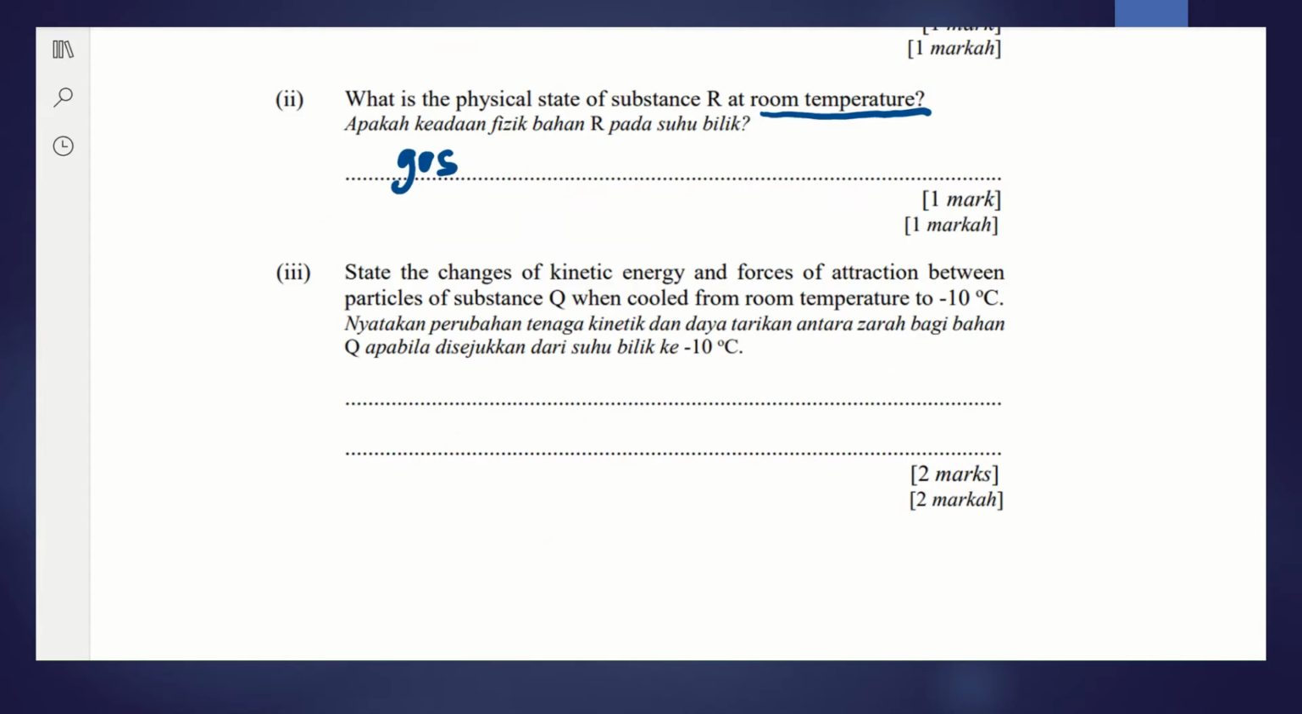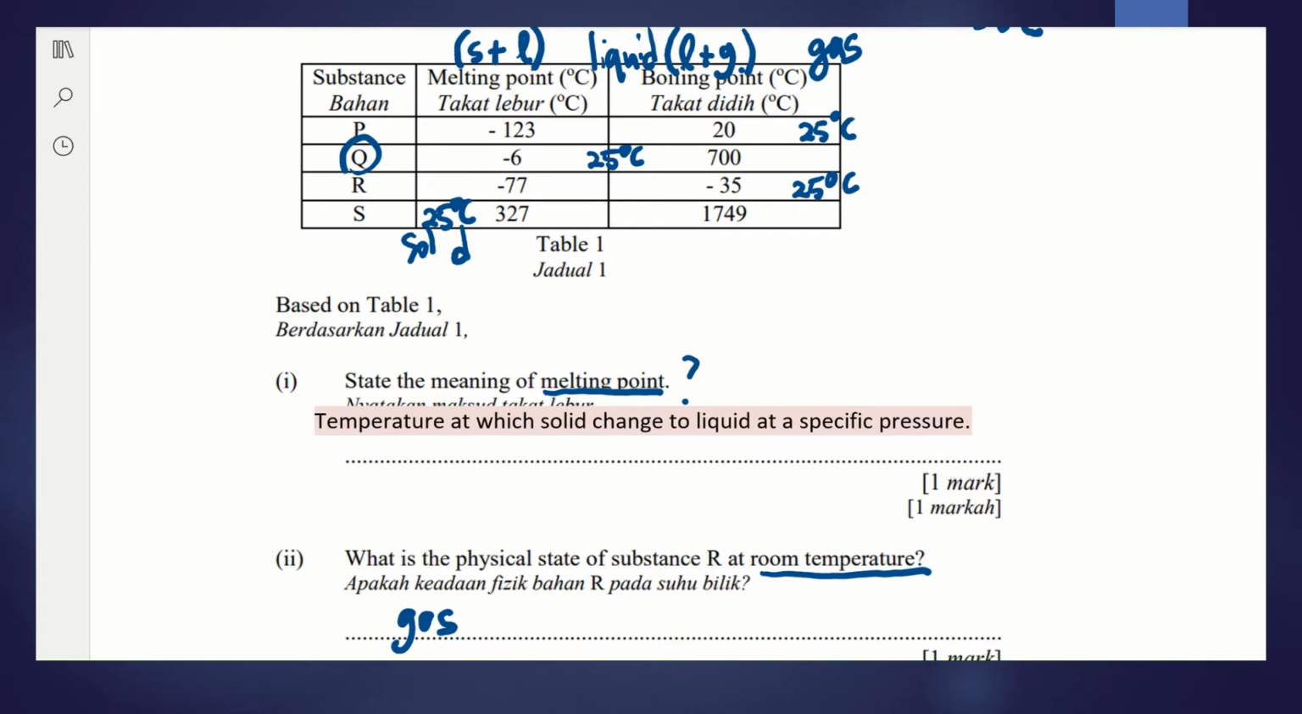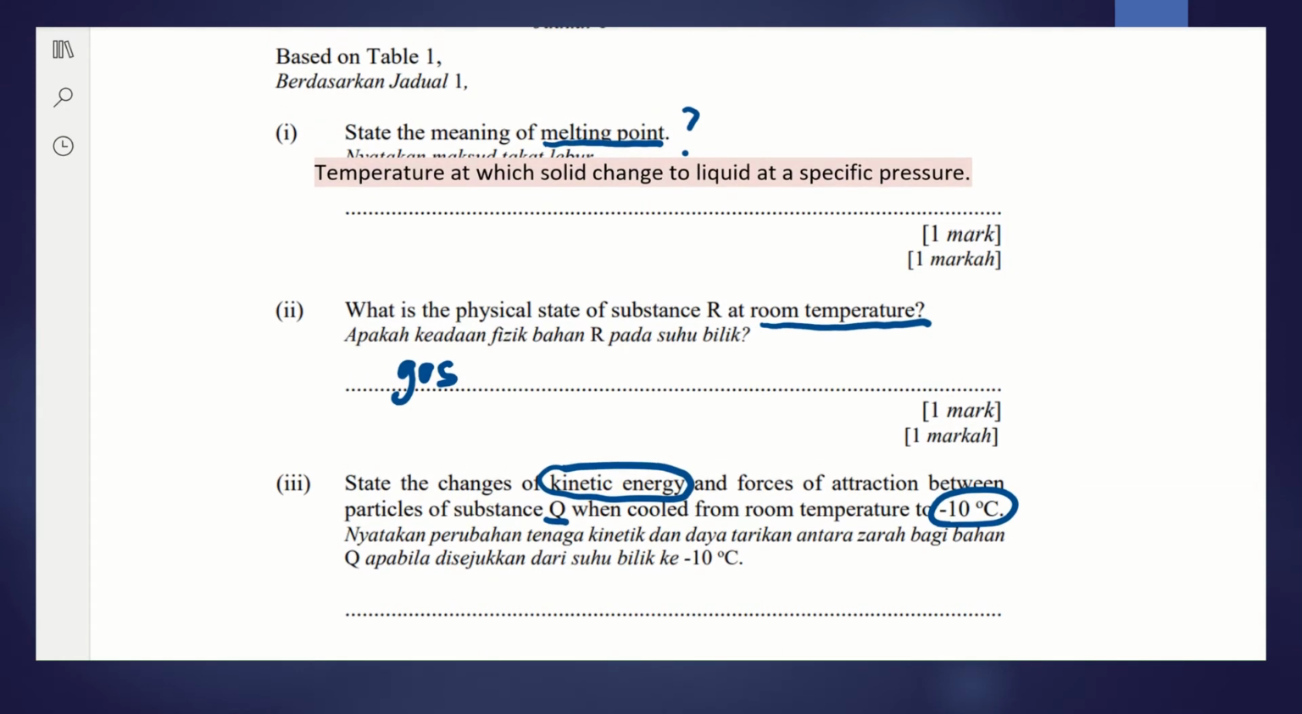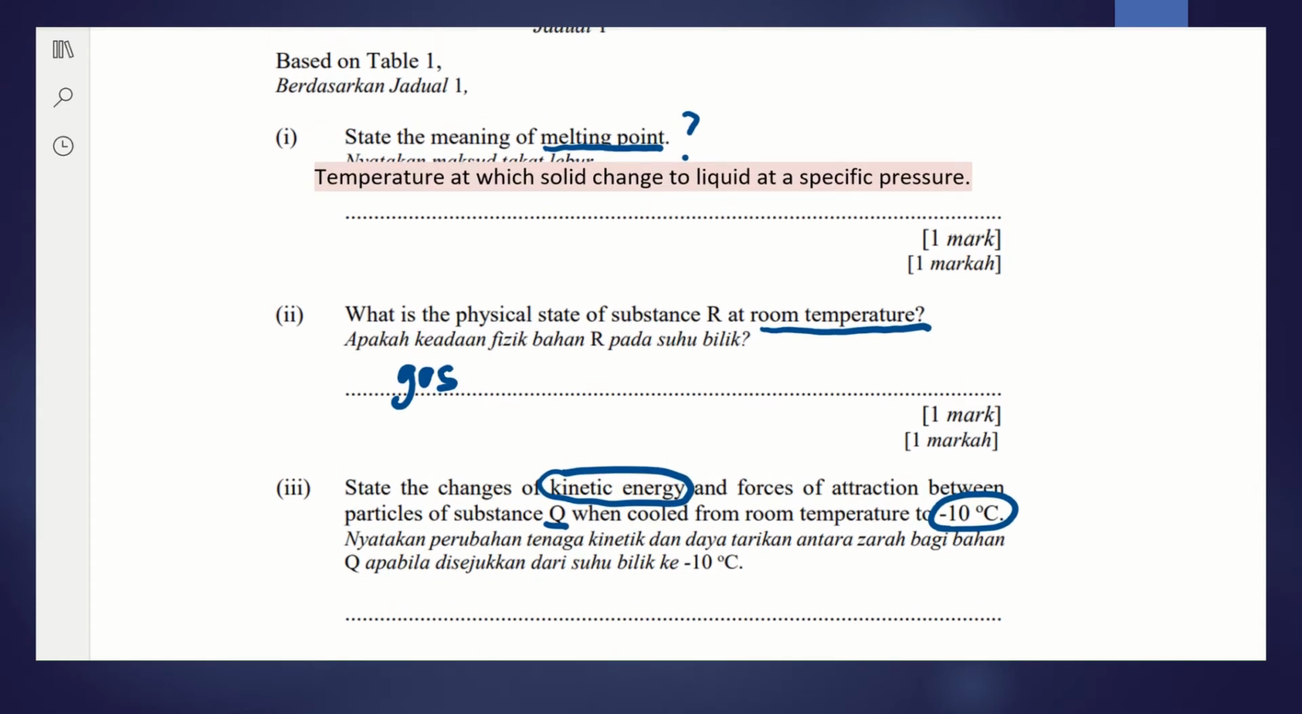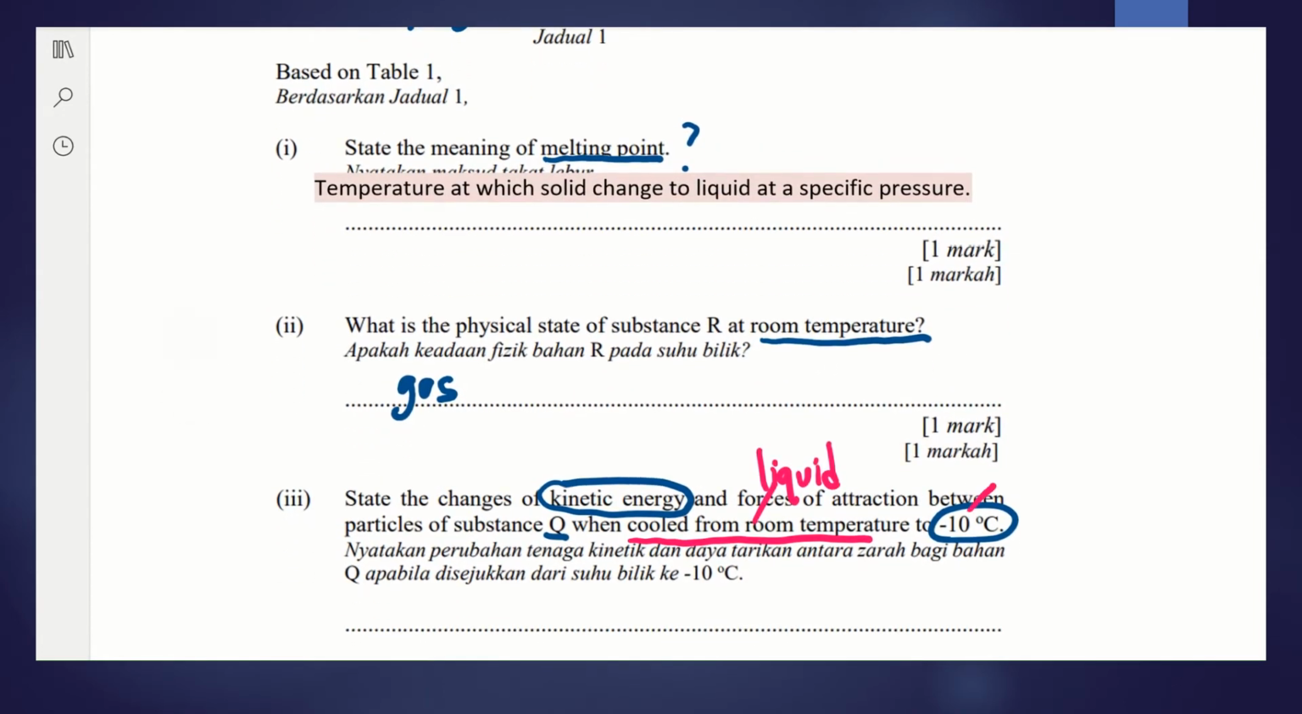Okay, next, state the change of kinetic energy and forces of attraction between particles of substance Q when cooled from room temperature to -10 degrees Celsius. At -10 degrees Celsius, substance Q exists as solid. So the question asks you to state the changes of kinetic energy when substance Q is cooled from room temperature. At room temperature, substance Q exists as liquid. At -10, substance Q exists as solid.